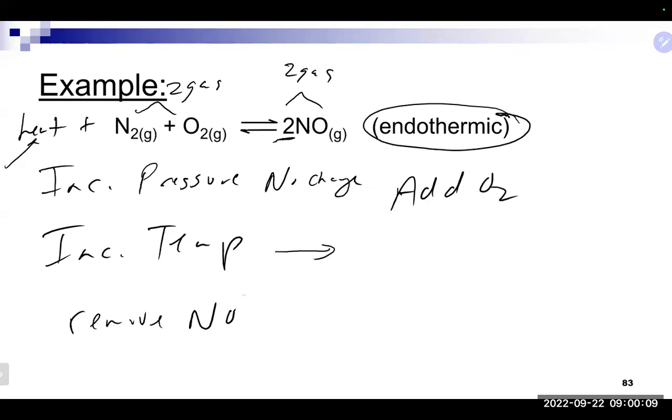If I remove NO, there we go. That's going to make it shift to the right. Again, NO is over here, so once again, we're depleting or lowering the amount of products. Again, the reaction is going to want to fill that hole, and it's going to kick off the forward reaction to do so. And lastly here, adding O2 will basically increase our reactants, which then should increase the forward direction of the reaction occurring and heading to the right there.